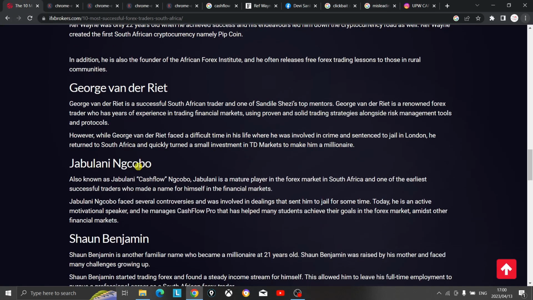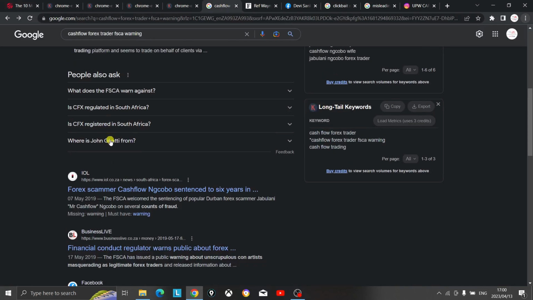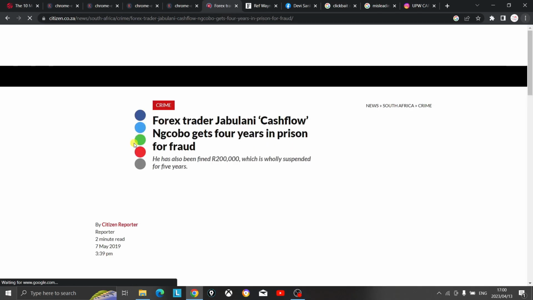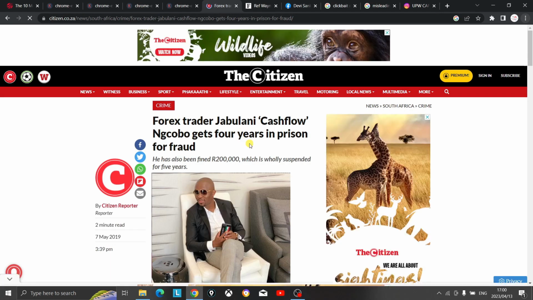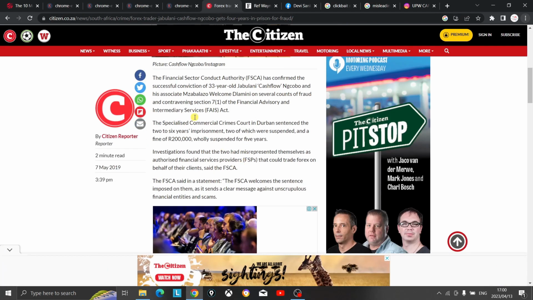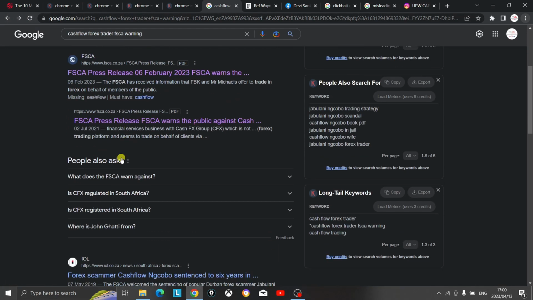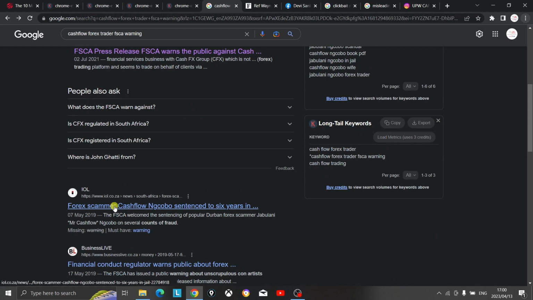Let's move to Jabulani Nsobo, also known as Cash Flow Nsobo. Jabulani is a mature player in the Forex market in South Africa, and he's one of the earliest successful traders who made a name for himself in the financial markets until you do a Google search. Now, the Citizen reports Forex trader Jabulani gets 4 years in prison for fraud. Financial Conduct Authority has confirmed the successful conviction of 33-year-old Jabulani. And you can read more information on this topic. IOL claims Forex scammer Cash Flow Nsobo sentenced to 6 years.